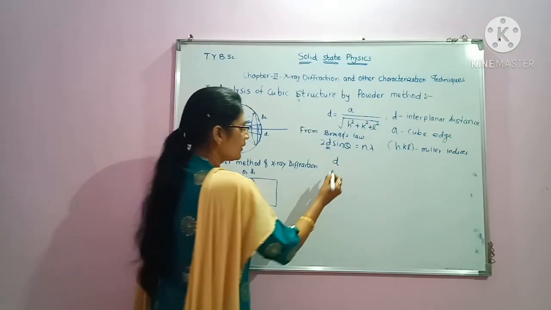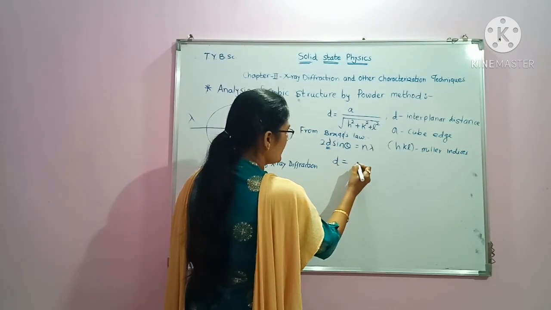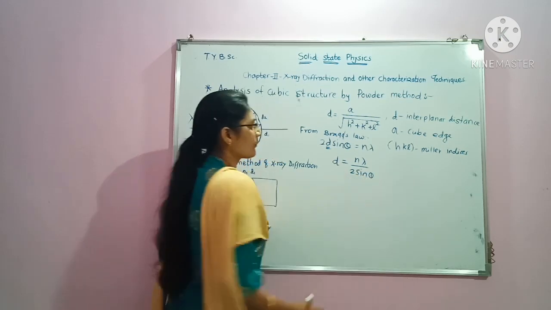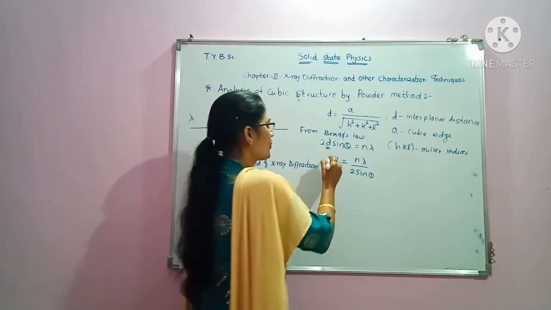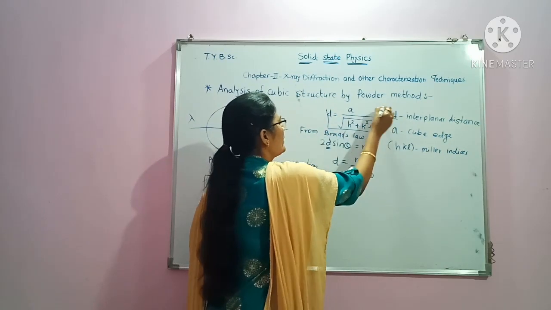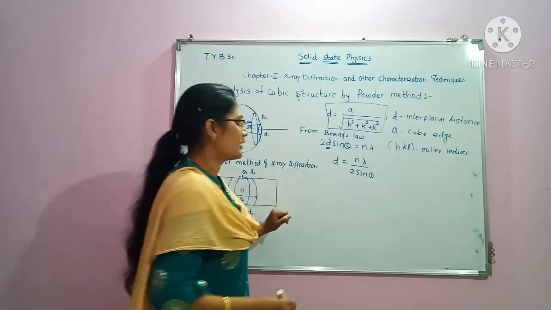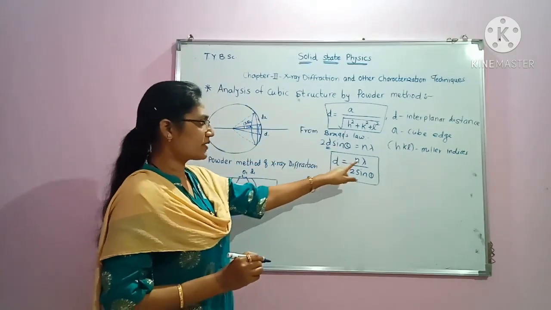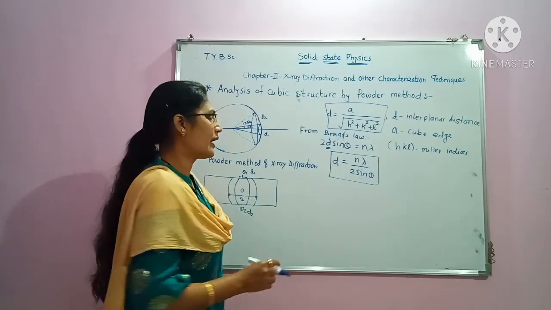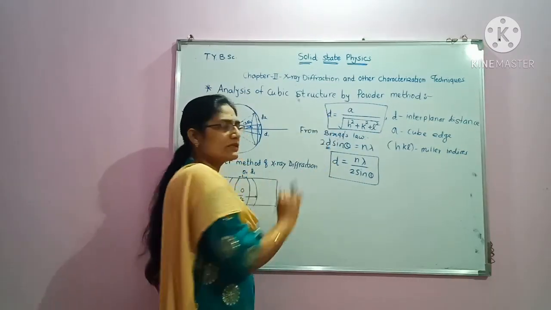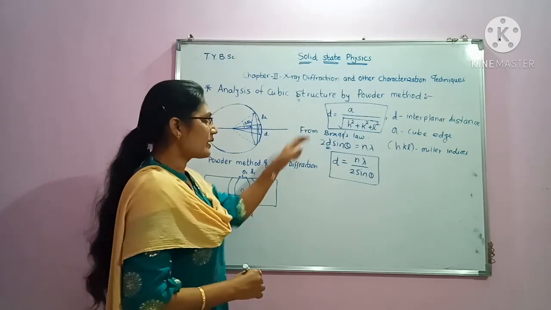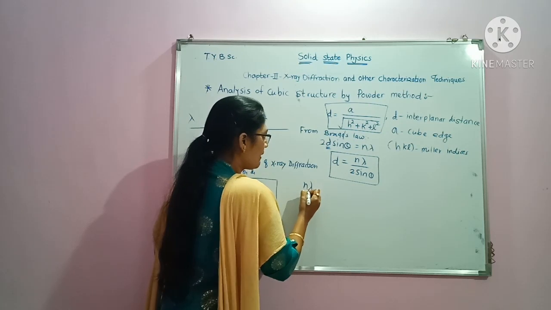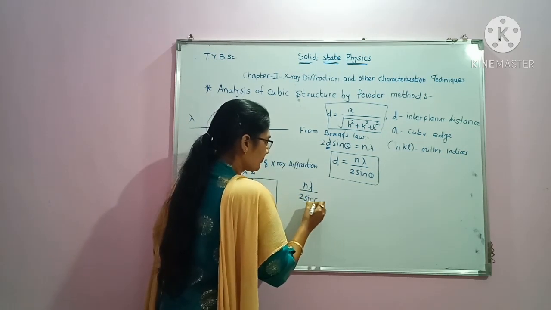So here the D value we have obtained is d equals n lambda upon 2 sine theta. So we have obtained two equations for d, one from Miller indices, which gives the relation between interplanar distance and a, and the other d equals n lambda upon 2 sine theta. It means the left hand side is the same, so one can equate the right hand side.